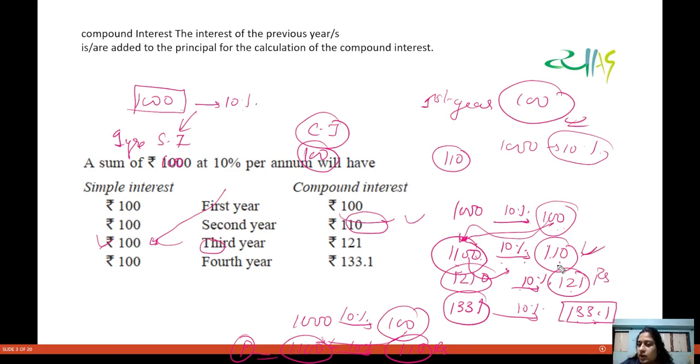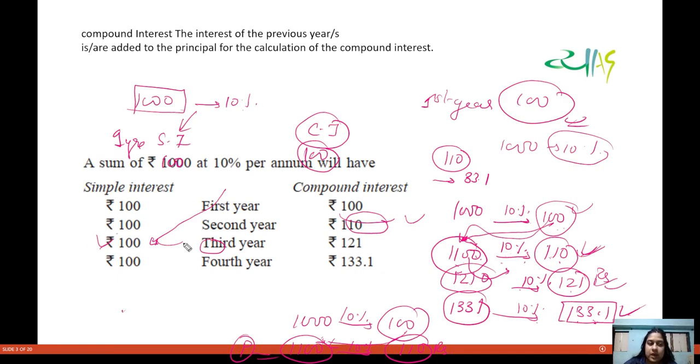In the first year you got 100 rupees as interest. In the second year you got 110 rupees. In the next year you got 121 rupees. And in this year you got this much. So finally the compound interest you are getting will be equal to how much?